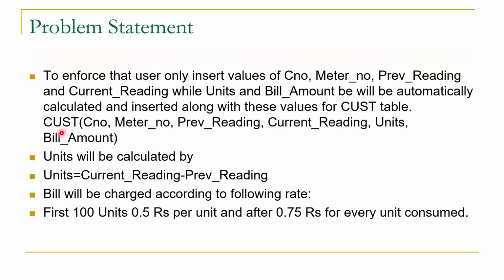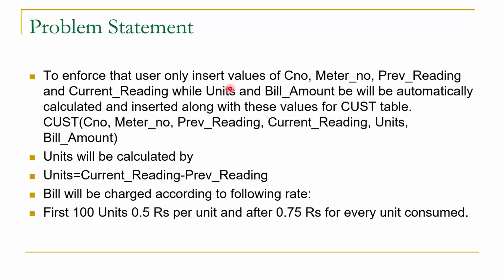In this assignment, you have to write a trigger on the customer table, and this table has 6 columns. The columns are C number, second is meter number, third is previous_reading, then we have current_reading, units and bill amount. So there are 6 columns.